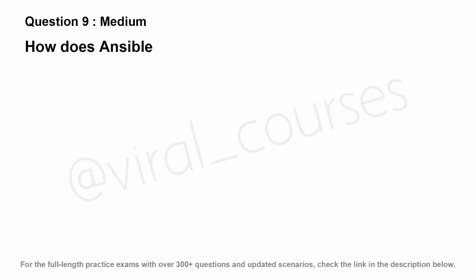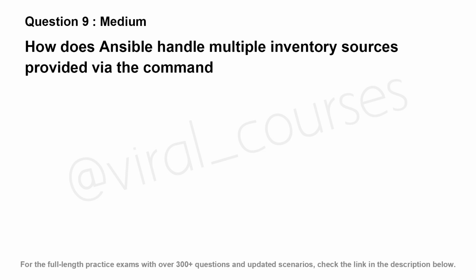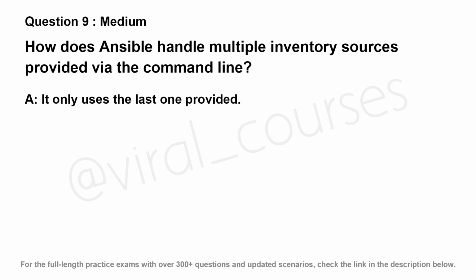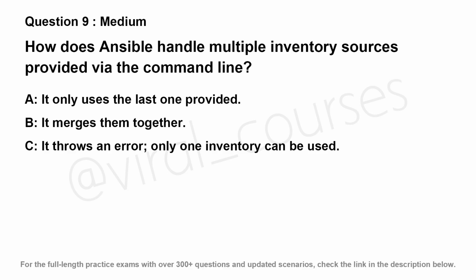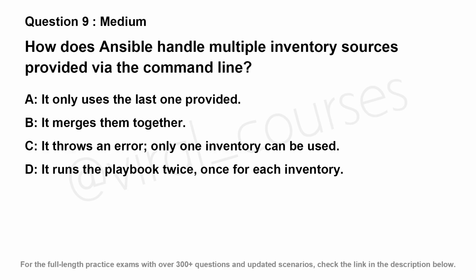How does Ansible handle multiple inventory sources provided via the command line? Option A. It only uses the last one provided. Option B. It merges them together. Option C. It throws an error. Only one inventory can be used. Option D. It runs the playbook twice, once for each inventory.